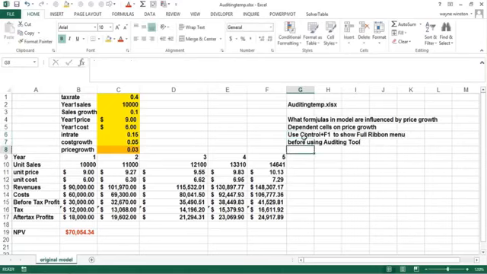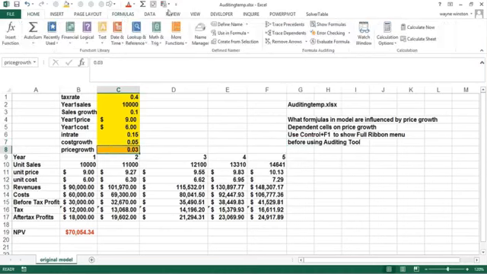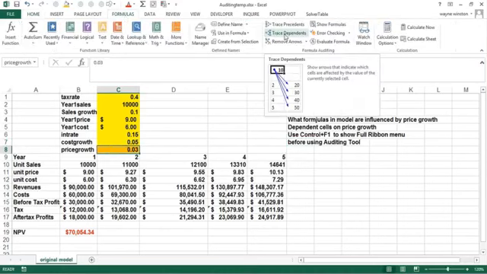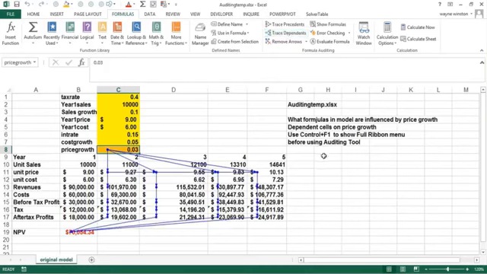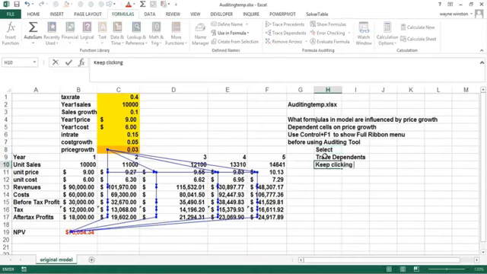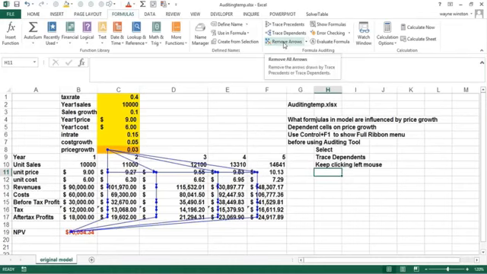Okay, so we've got this assumption here, and we want to know what cells are affected by it. So put your cursor in that cell, go to Formulas, and then there's Trace Dependents. And just keep clicking the left mouse. You see the blue arrows? Okay, Trace Dependents. Keep clicking the left mouse, and you'll see all the cells that are affected by price growth. So everything after year 2 is affected by price growth, as well as the total NPV of our after-tax profits. Okay, then you can remove the arrows very simply.